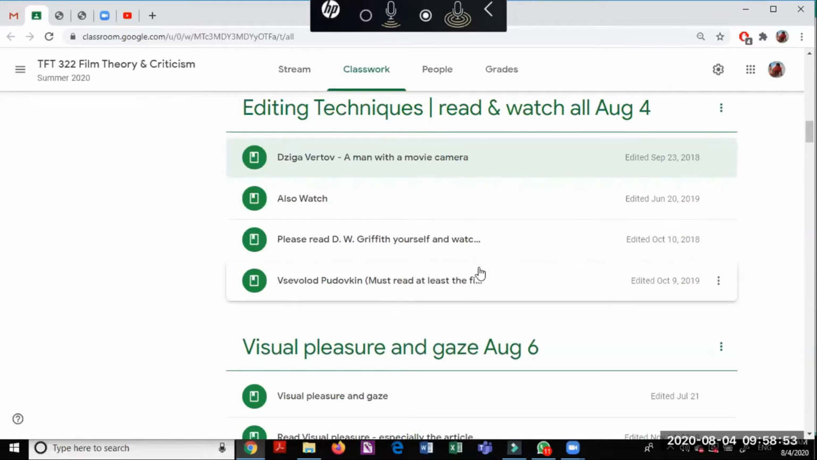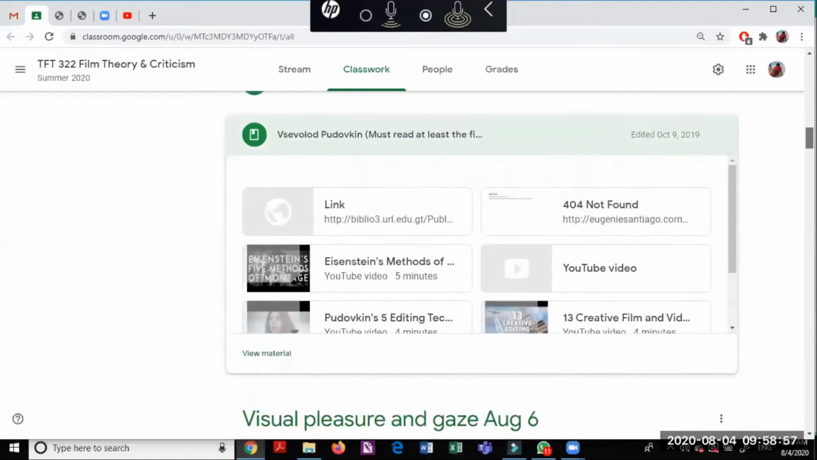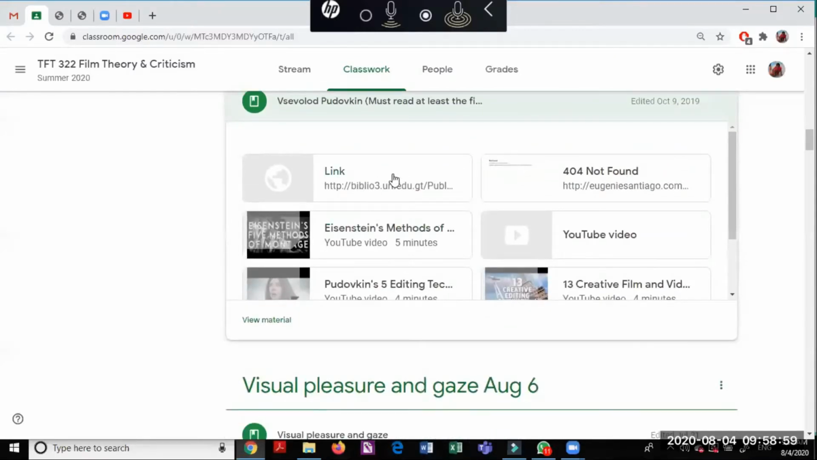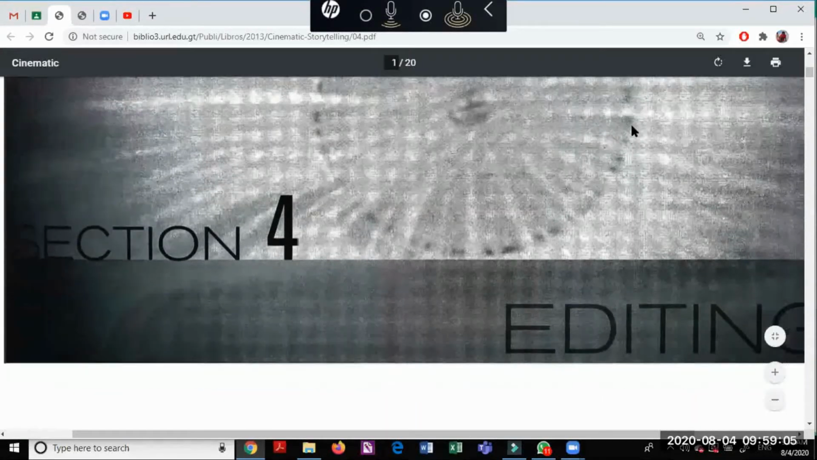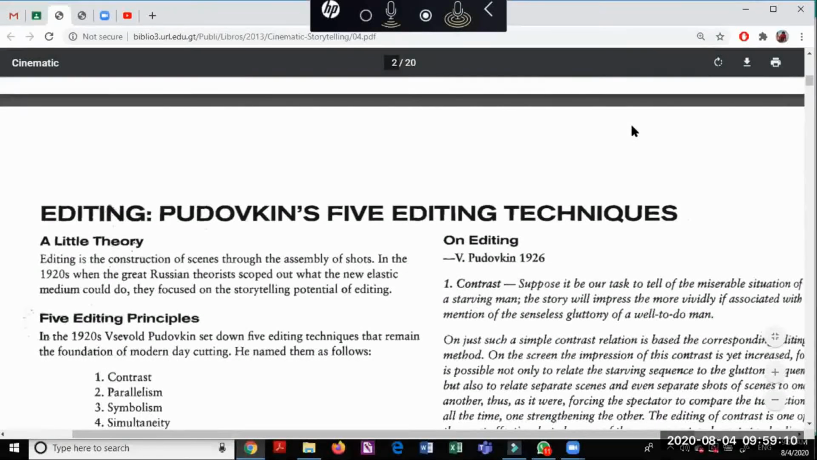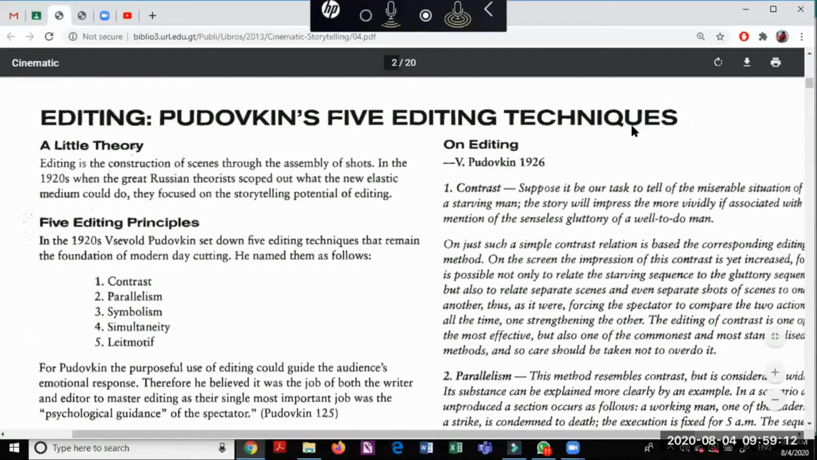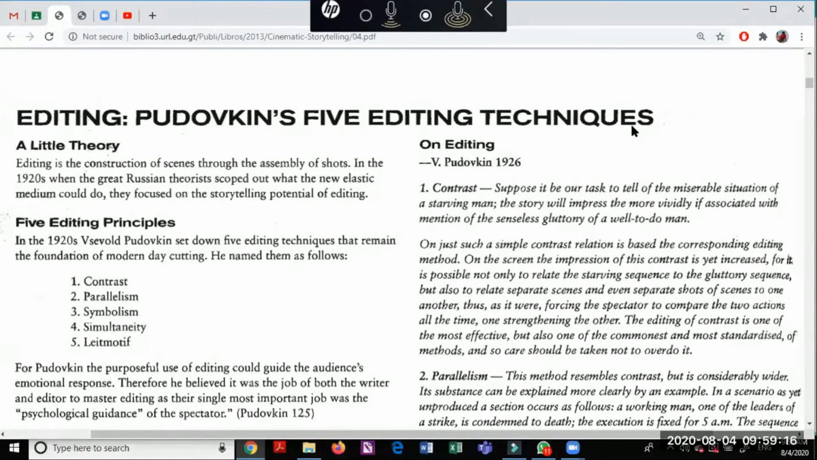Right underneath, I have posted here this article that I just showed you. I said, if you click this link on the top, this article will open. And in this article, it just shows what kind of editing techniques these Russian filmmakers were using at the time.